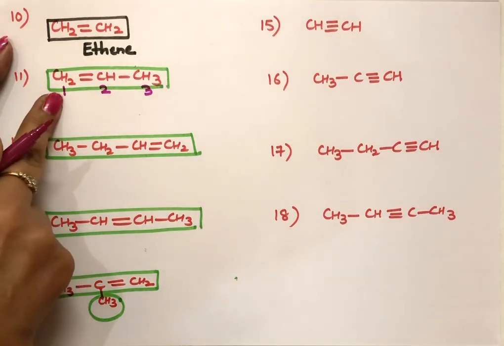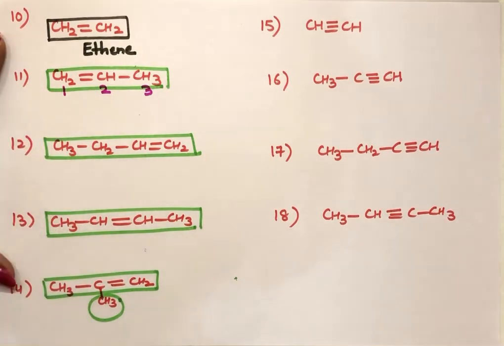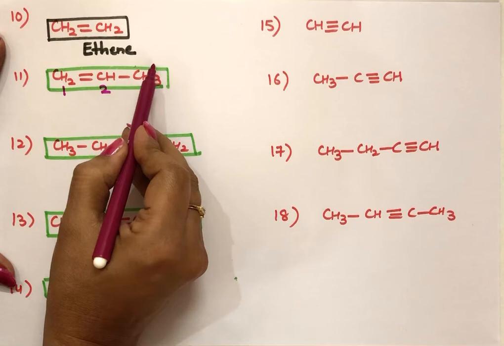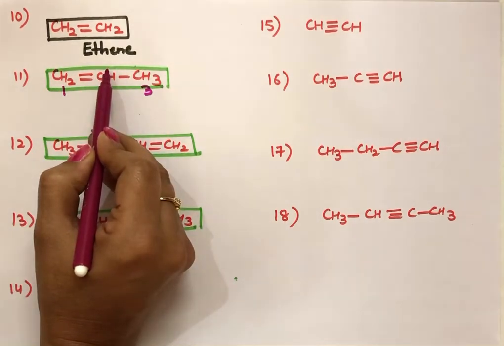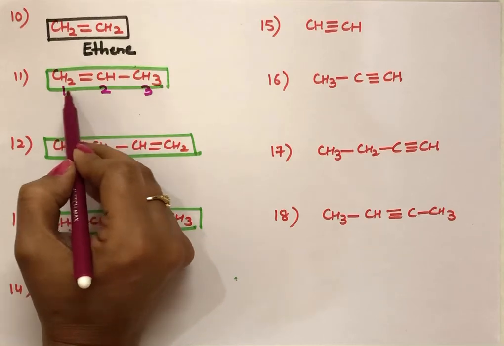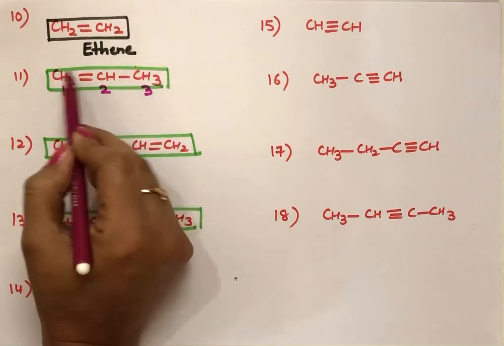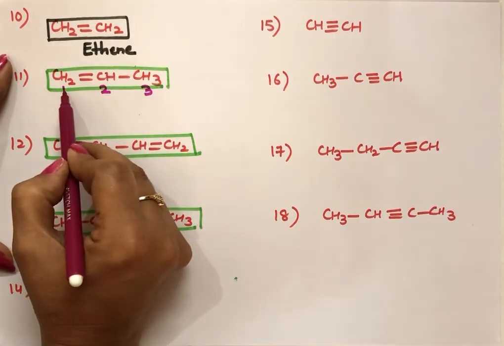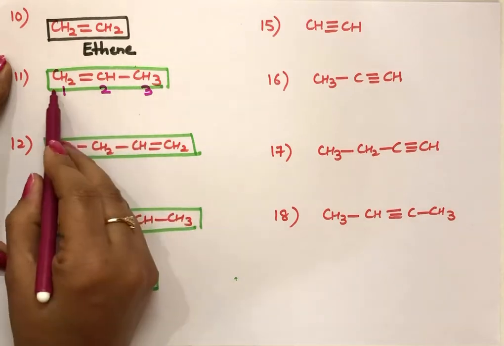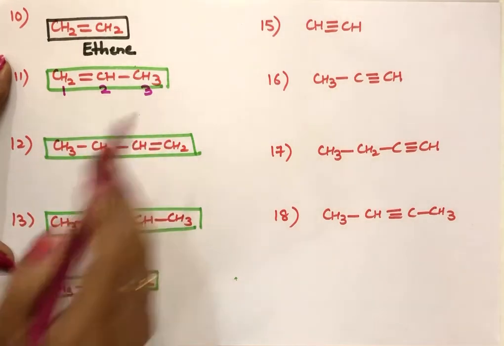That is, we say the double bond is with the first carbon atom. But if I do the numbering from right to left, 1, 2, 3, the double bond will be with the second carbon. This side is giving 1 position to the double bond, and this side will give 2 position. So do the numbering from the side which will give the lowest number to the multiple bonded carbon atoms. That means we'll do the numbering from left to right.